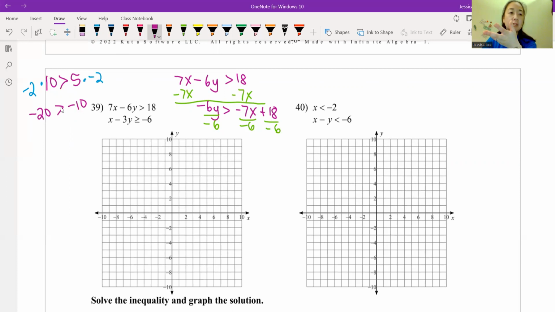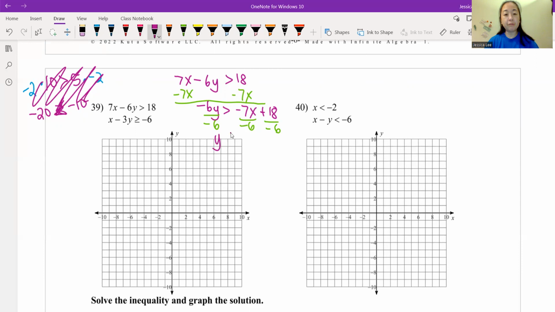You see what I'm saying? So that's why we have to flip that. And if you guys were wondering where I got 10 and 5, that was just my brain. I'm just showing you why we flip it. But that's the reason why. Okay, now, back to our regularly scheduled problem.